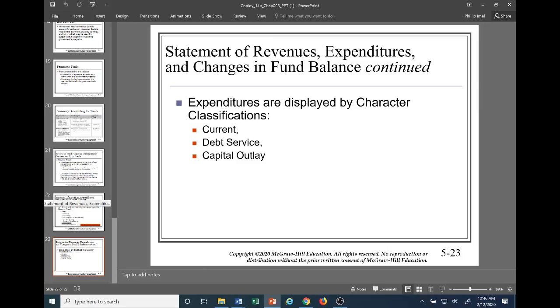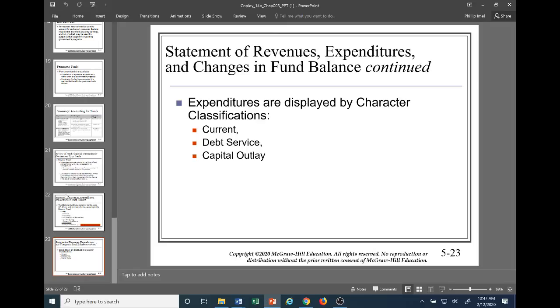Okay, more on the statement of revenues, expenditures, dealing more with expenditures. Obviously, they're displayed by character classification. So within that statement of revenues and expenditures and changes in fund balance, at the very top we'll have the revenues by source, and then we're going to have the expenditures, and then under the expenditures, we'll have current, and then whatever the current is, general government, parks, safety, whatever, under current. And then we'll have the debt service.